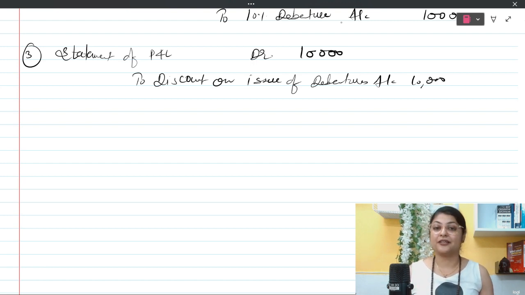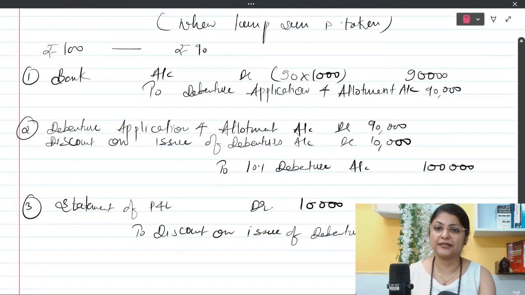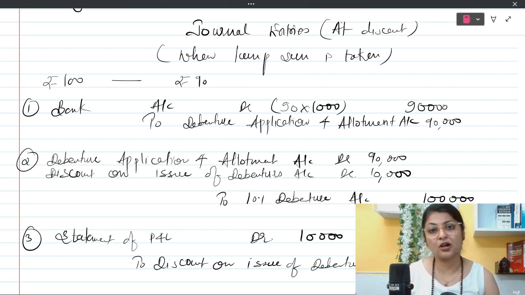This is it. So let us recap it once again. When we are issuing the debentures at discount and the whole amount is taken in lump sum, the entry will be passed by opening a combined account called debenture application and allotment account. The first entry is going to be bank account debit to debenture application and allotment with 90,000 rupees, because each debenture holder is paying 90 rupees per debenture.